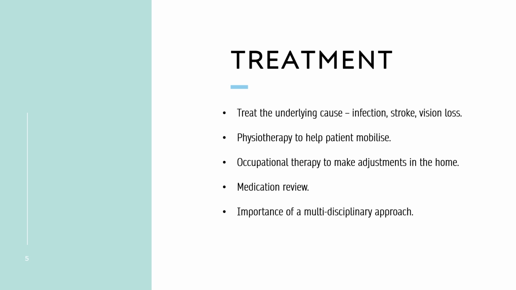Okay, so suppose you've done all your relevant investigations and you've pinpointed the cause of the fall. You've pinpointed what it is that has led the person you're treating to have a fall. Obviously, the most important part of the treatment is just to treat the underlying cause, so whatever it was that led to the problem in the first place. So if it was a stroke, you'd treat the stroke. If it was an infection, you'd treat the infection. If it was vision loss, you'd obviously treat that.